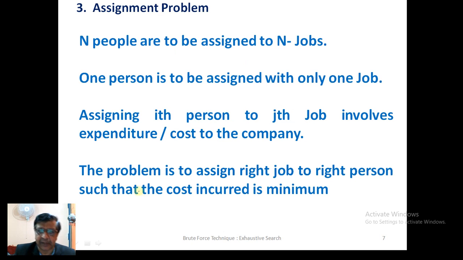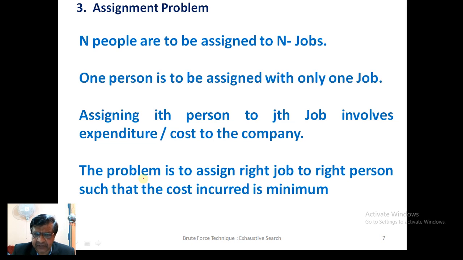Right. Assignment problem. Assignment problem is well known to us. Of course, those who have studied operations research must have come across this assignment problem. This problem is all about assigning n people to n jobs. The condition is that only one person can be assigned to one job, and assigning the ith person to the jth job involves expenditure or cost to the company.